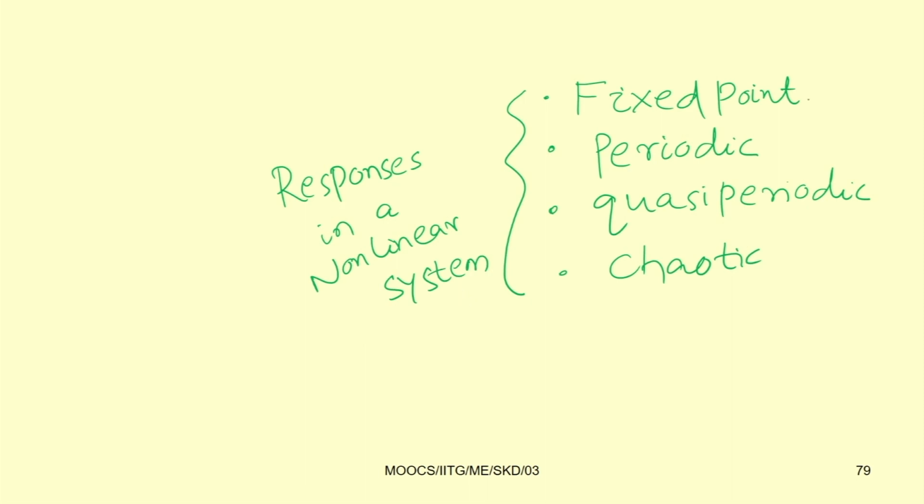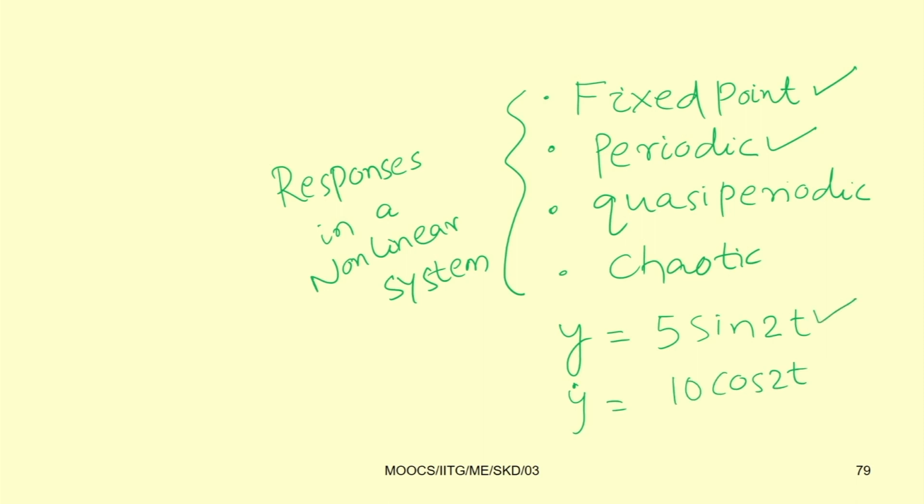The response may be fixed point, that is a fixed number. So, we will get a fixed point. Then the response may be periodic. For example, if I write y equal to 5 sin 2t, in this case y dot will be equal to 10 cos 2t. Yes or no? So, this y is a function of sin and y dot is a function of cos. So, these are the periodic response.